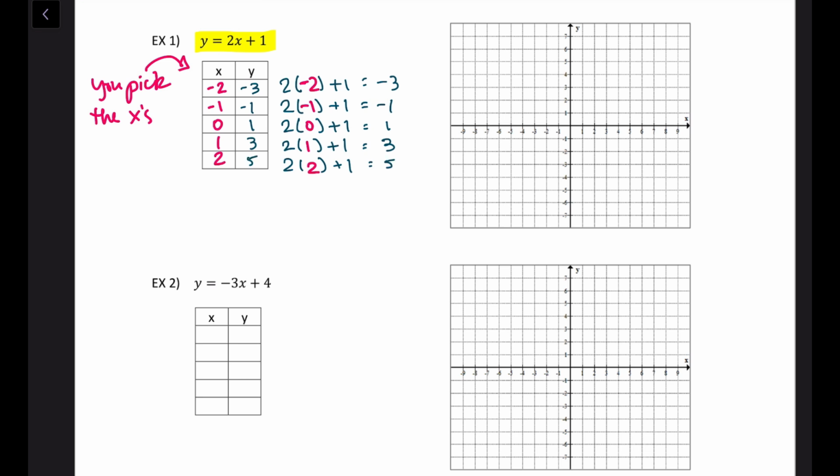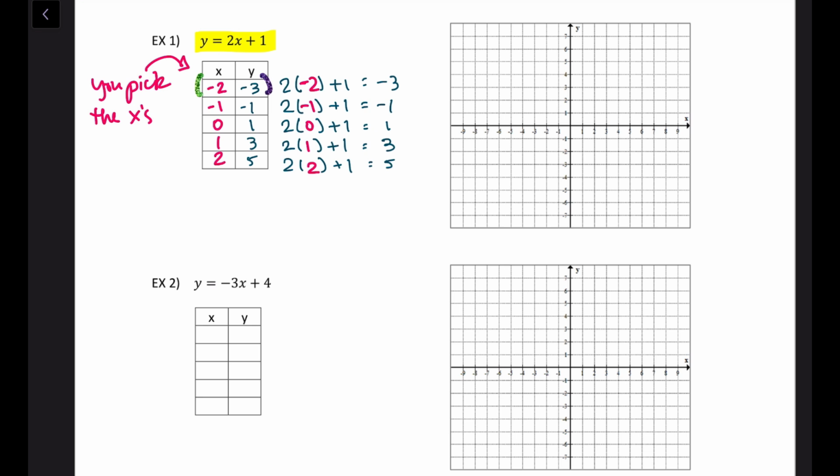So we use the same equation all the way through. We just changed the x value depending on what we picked in our table, and our answer coordinates with each x value. Now what we have made are ordered pairs. X comma y is an ordered pair. I can plot that on that graph.